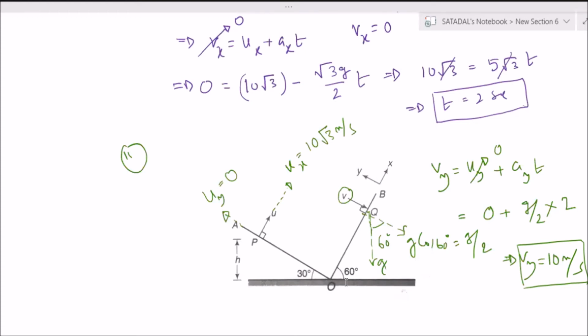Sir, it should be negative now, sir. I have just taken the magnitude of velocity. If I consider the direction here, if I take the negative sign here, then automatically it will reflect the direction, right? Yes, sir. Okay, sir.